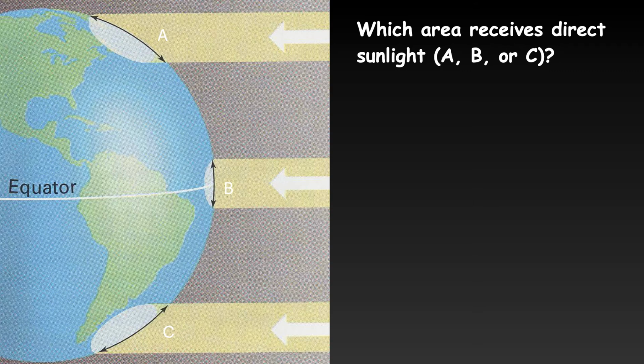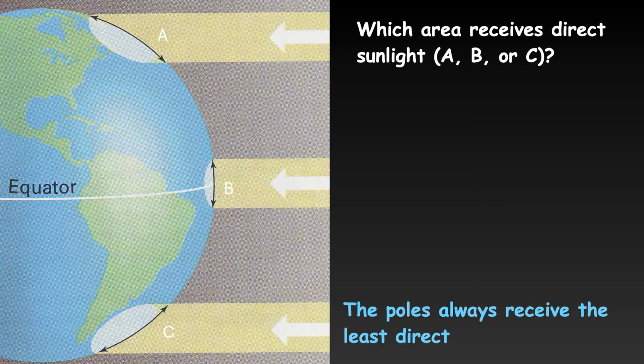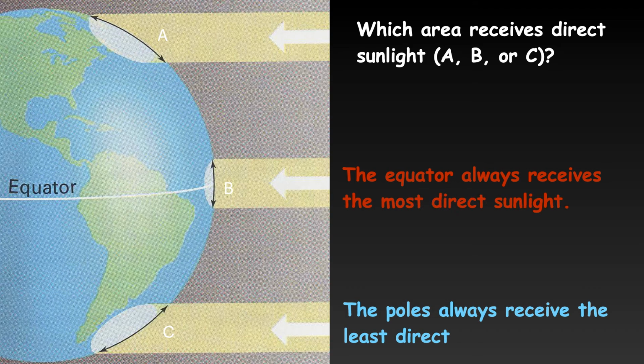So now this question is asking you to examine the picture, point A, B, and C, which one receives the most direct sunlight? And in this case, we mean direct as in the most energy. If you realized that the equator is receiving the most direct light and the north and south poles, or point A and point C, are receiving the least amount of energy, you would be correct. Think of it this way.